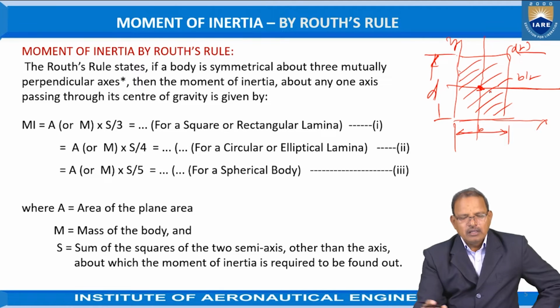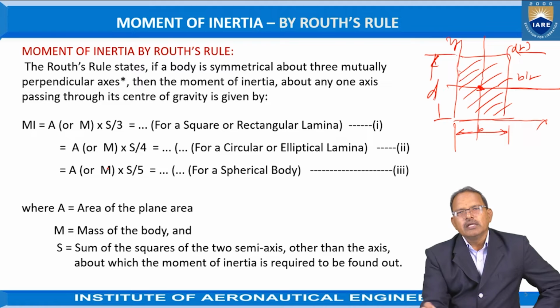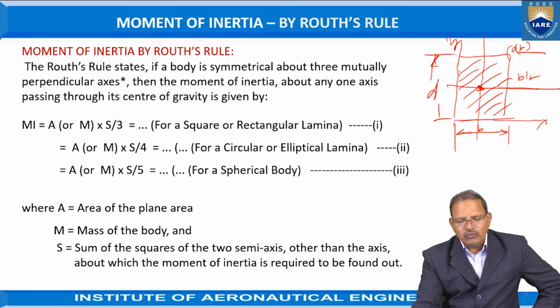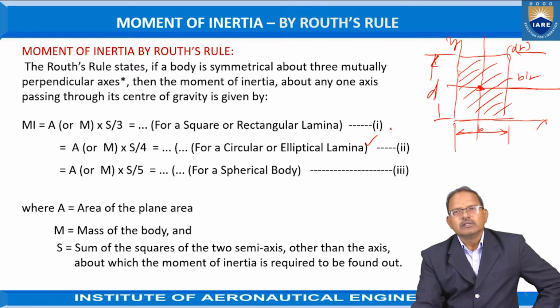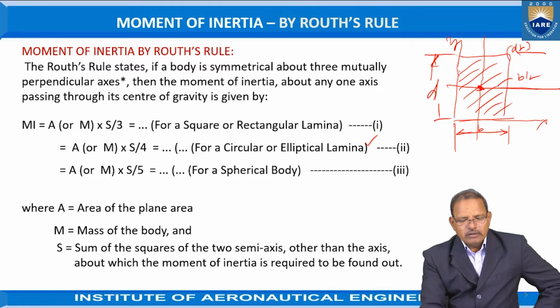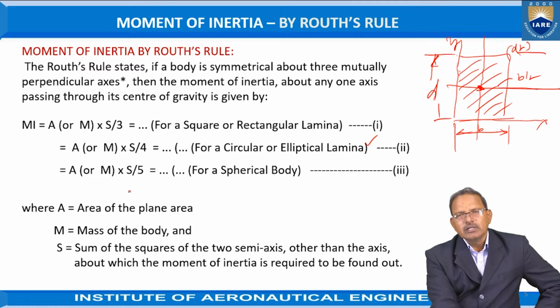Similarly, A or M, that is the area or the mass, multiplied by S by 4, where S stands for the sum of the squares of the 2 semi-axes other than the axis about which the moment of inertia is required. This equation is applicable for determining the moment of inertia of circular as well as elliptical lamina. The third one is applicable for the sphere. It is given by A or M into S divided by 5.